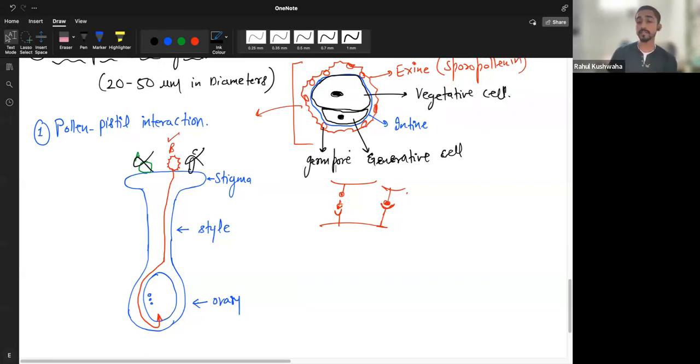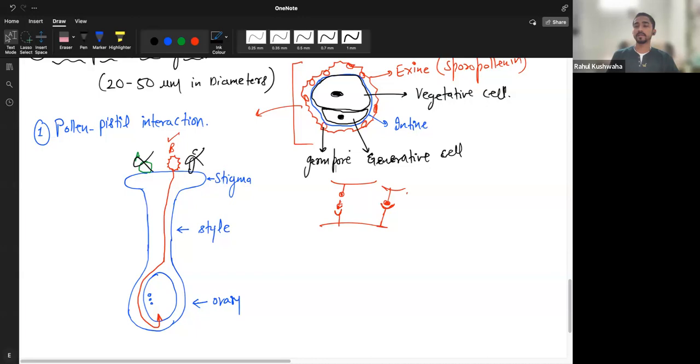In most of the angiosperms, pollen grains are shed at two-celled stage, what we have drawn on the board. One, a bigger vegetative cell, and the smaller generative cell.